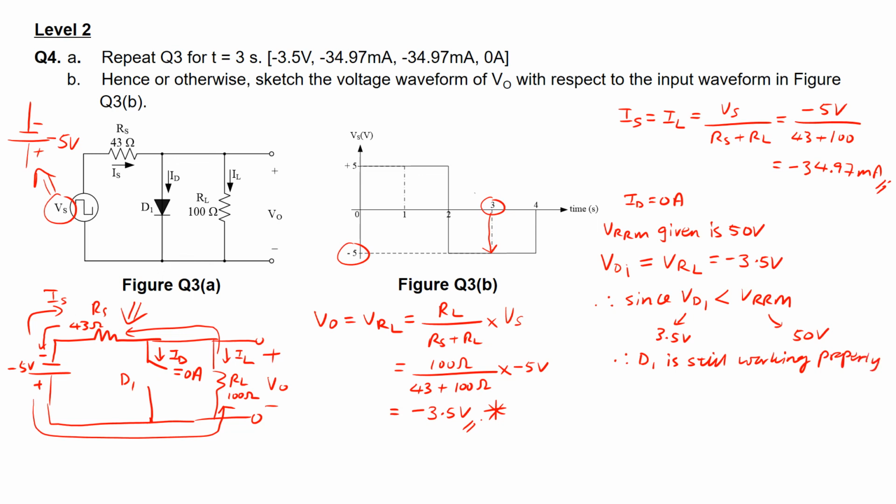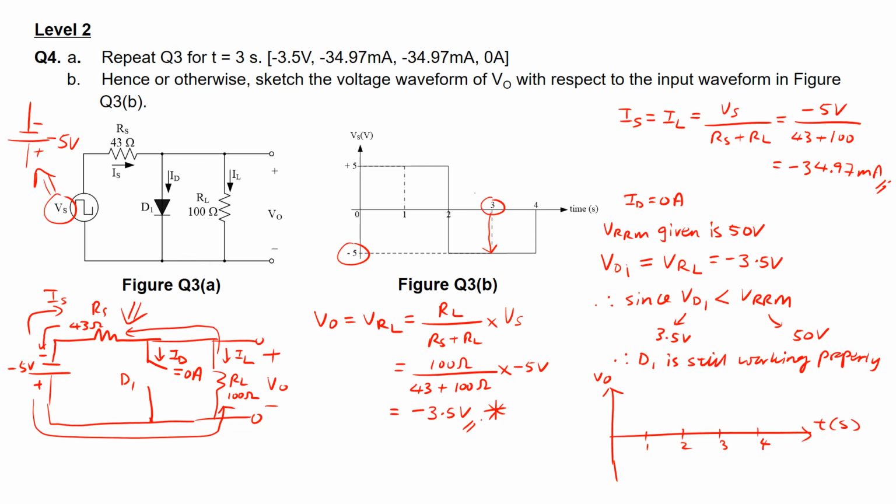And part B, we are supposed to sketch the voltage waveform of V0 with respect to the input waveform in figure Q3b. I will simply draw V0 against time. This timing is in terms of seconds, so we have the timing of 1 second, 2 seconds, 3, as well as 4 seconds.